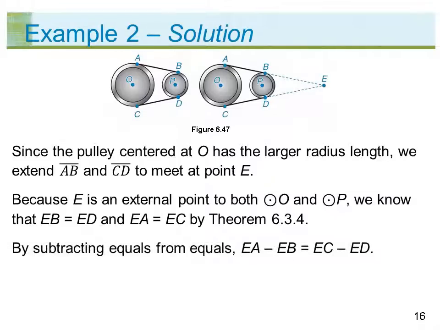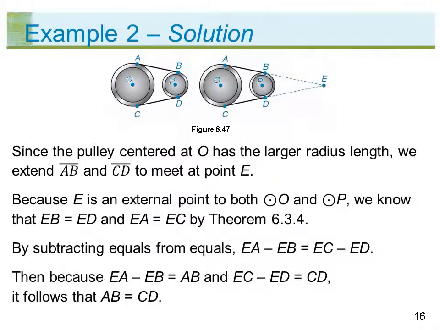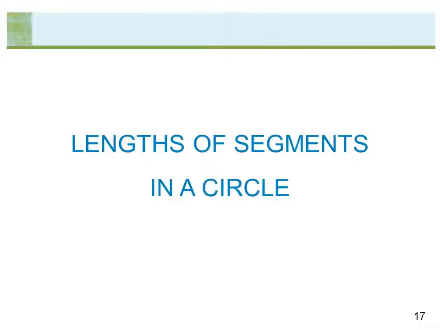By subtracting equals from equals, length EA minus length EB equals length EC minus length ED. Then, because length EA minus length EB equals AB, and length EC minus length ED equals length CD, it follows that length AB equals length CD.